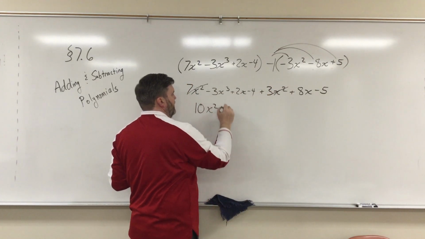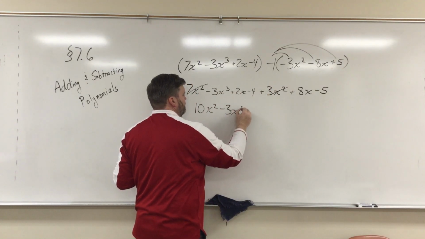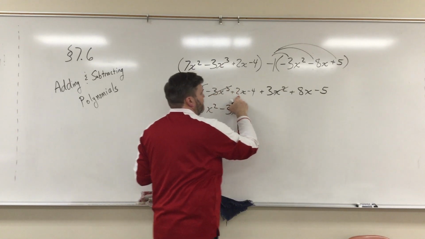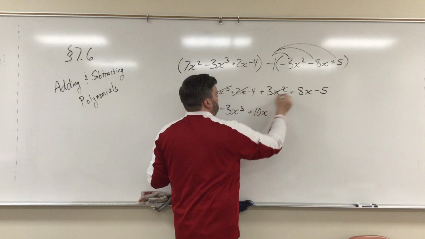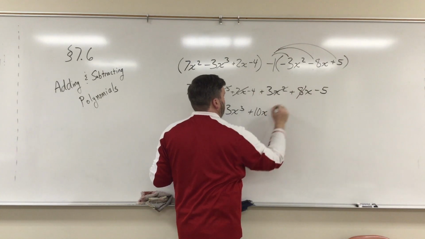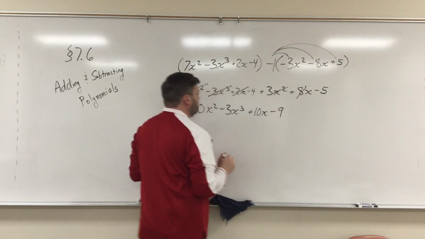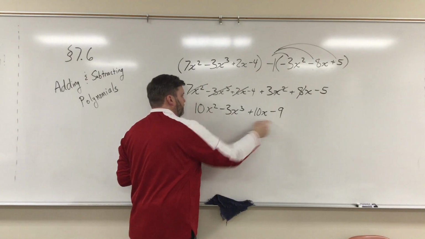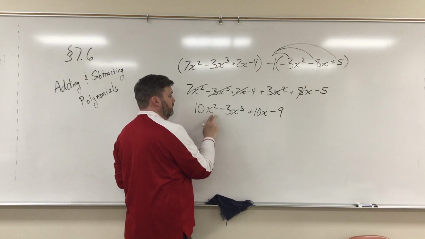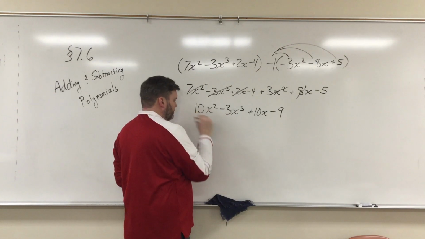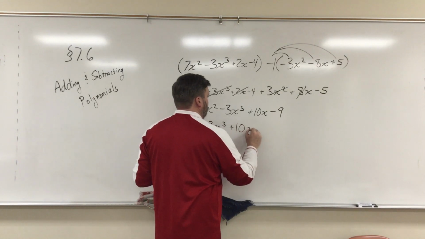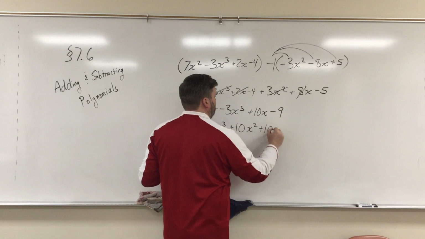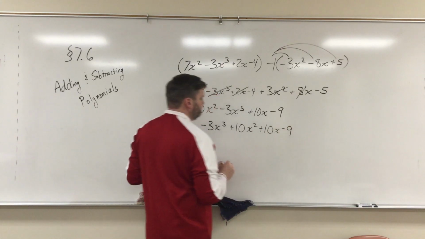No other cubes besides this one, so I'll just drop that down. X and x give me 10x. And then negative 4 and negative 5 give me negative 9. This is 2, 3, 1, 0, so I have to switch the 2 and the 3 around. Degree 2 and degree 3, I mean. So I get negative 3x cubed plus 10x squared plus 10x minus 9.